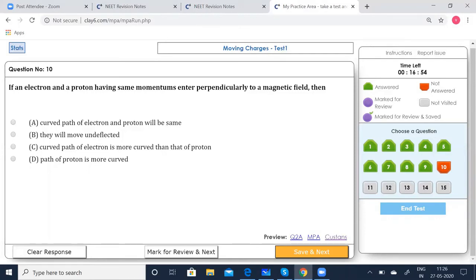So the curved path of the electron and proton is going to be the same, because the radius of the circular path is dependent on the momentum. That is why they are the same. Even though the masses are different and the forces experienced by both are different, it is the momentum on which the radius depends. So click on that.